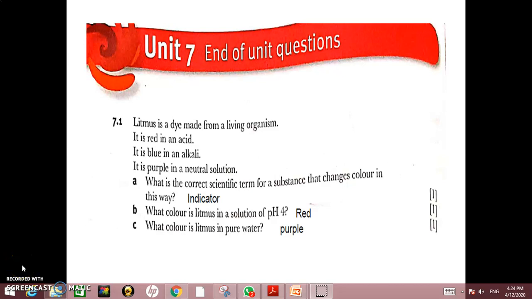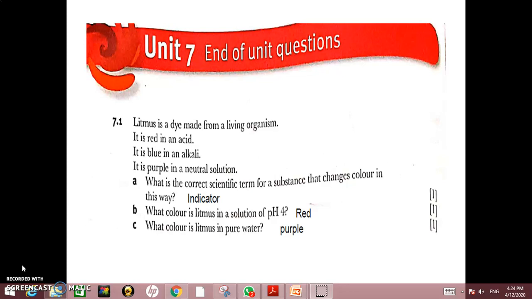Okay, very good afternoon, grade 7. Today, as I told you last week, today, tomorrow, and maybe another day, I would be solving the questions with you, the previous worksheets that we've done. We start off with Unit 7, end of unit questions.